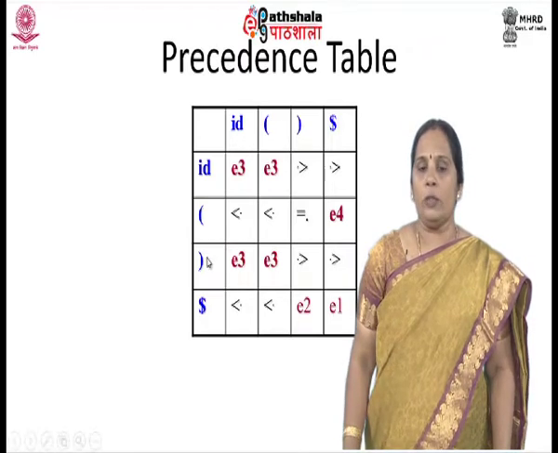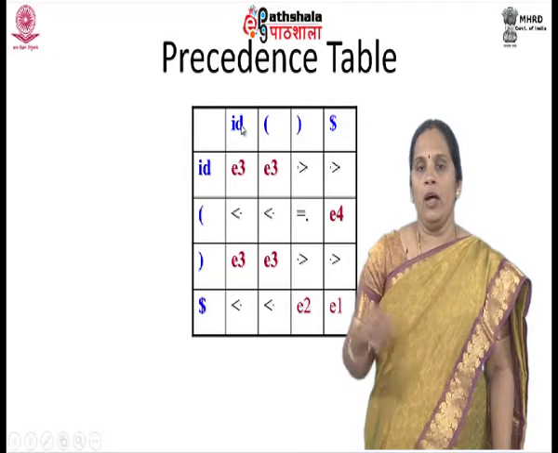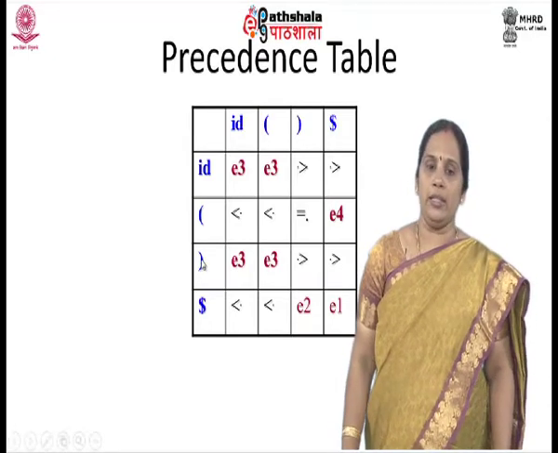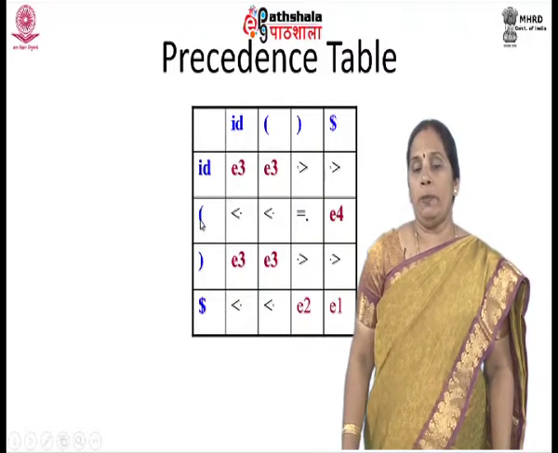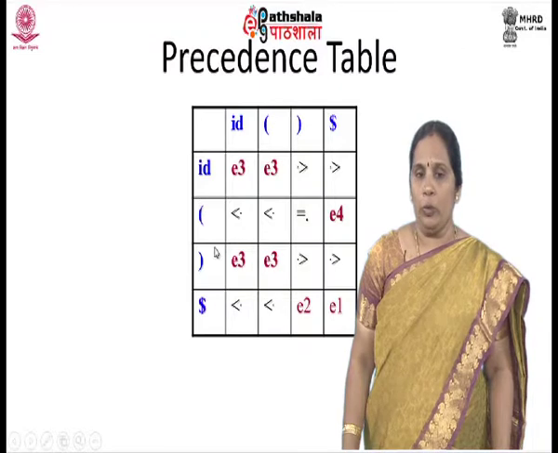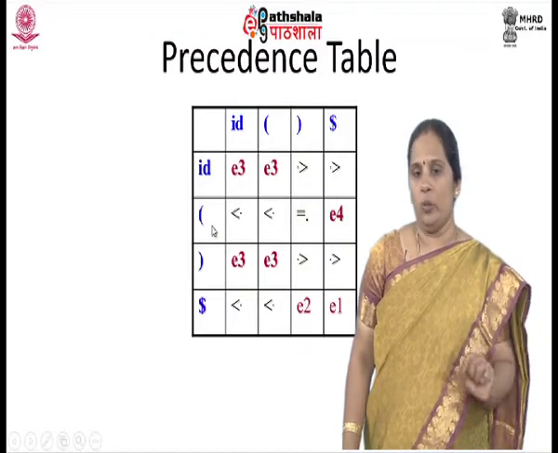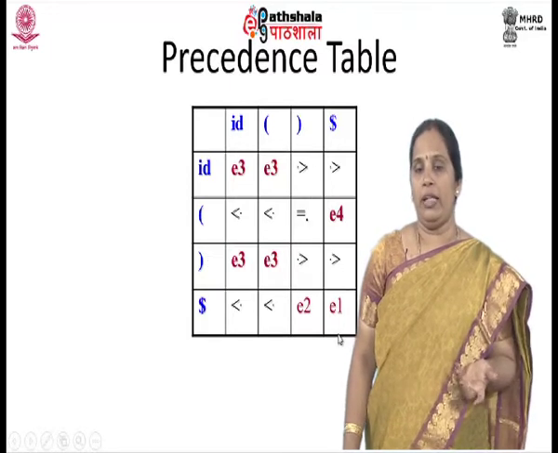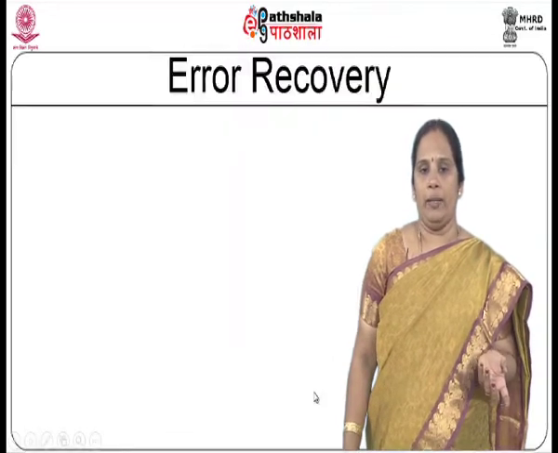Similarly, here a close parenthesis cannot be followed by an ID, it has to be followed by an operator and then an ID. Similarly, a close parenthesis cannot be followed by an open parenthesis. Similarly, I cannot have an expression that starts with only the close parenthesis, and I cannot have the open parenthesis only. Similarly, for dollar and dollar, unless it is the end of input, I cannot call it a successful parsing.